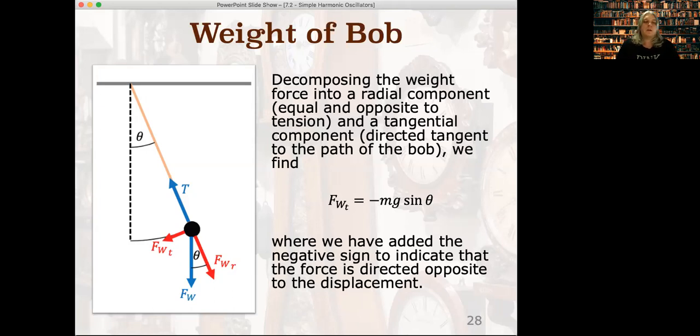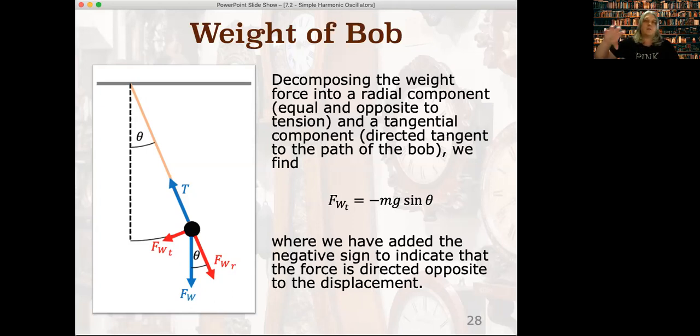And then also the weight force tangential, with the little subscript T there. That's the one that's pointing along the path of the pendulum bob, and that's the one that's responsible for actually moving that pendulum bob back towards the center. The one that's pointing away from the tension just balances the tension. That means that the bob stays at the end of the string.